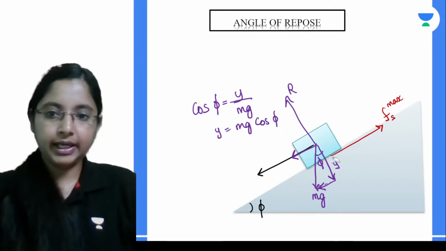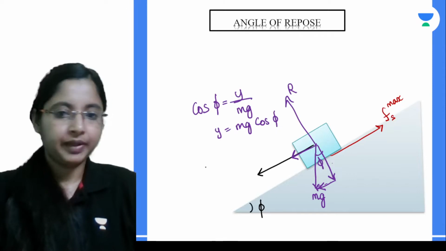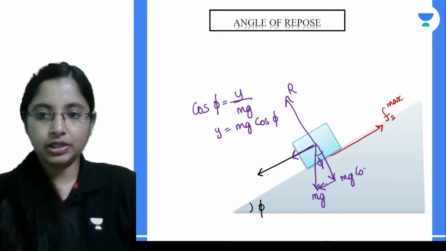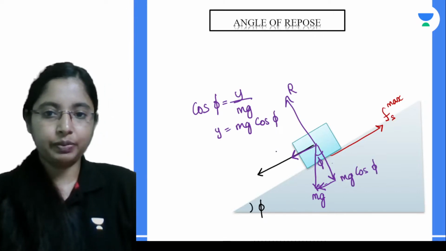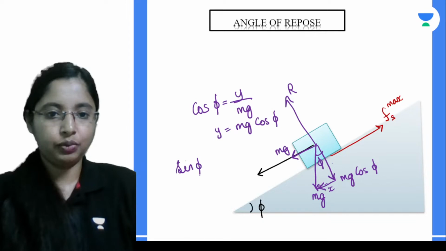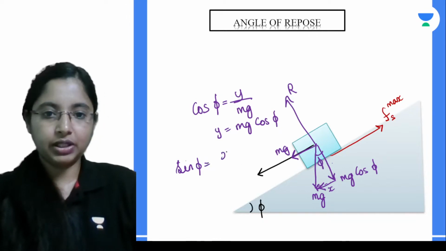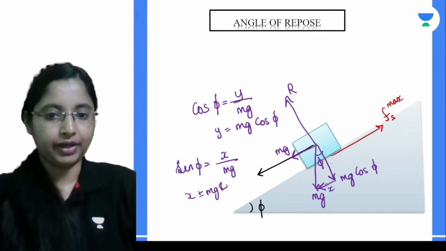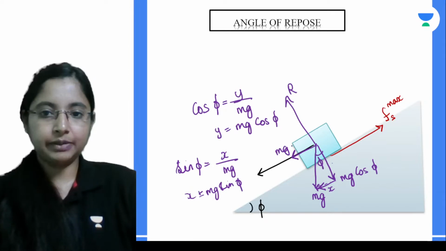So this side is mg cos phi. And if you take for this side sin phi, let's say this side is x over here. Sin phi over here would be opposite, x, by the hypotenuse mg. So x over here will be mg sin phi. So this side is basically mg sin phi over here.